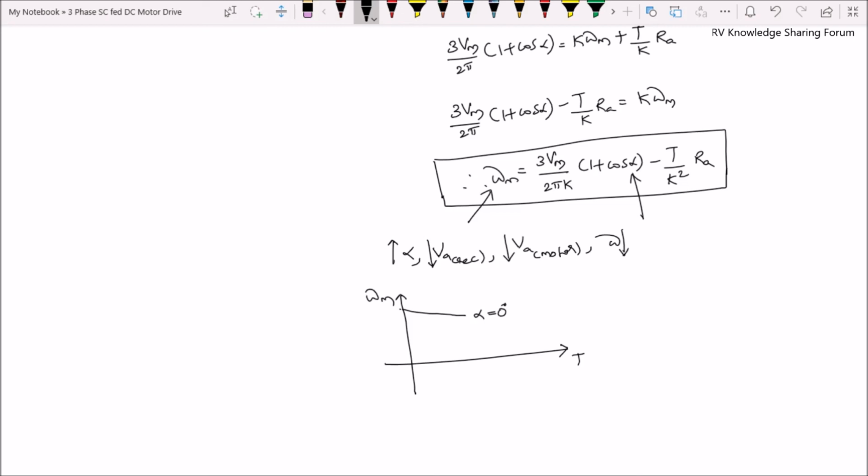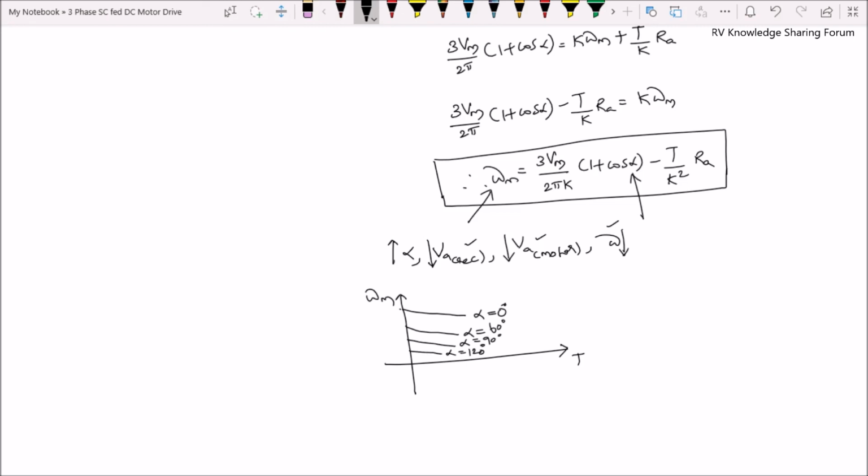Let us consider this for a firing angle alpha equal to 0. Now for some reason I want to decrease the speed. For that I have to increase the firing angle. If I increase the firing angle, our rectifier average output voltage will decrease. Therefore the armature voltage of the motor decreases, and therefore the speed decreases. So the speed is decreased now. Let me consider that alpha is increased from 0 degrees to 60 degrees. And still I am increasing my firing angle to 90 degrees, so the speed decreases further. Then the firing angle is 120 degrees.